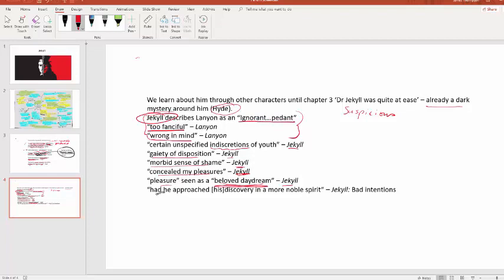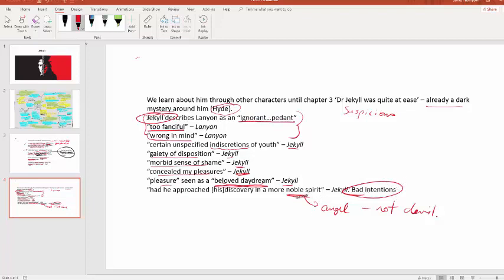And also that point about how, if he had approached his discovery in a more noble spirit, then perhaps something noble would have come out of it. Perhaps an angel would have appeared, as opposed to this devil, this demon that was released when Hyde came out. And that, of course, if you remember, is about his intentions. When he was doing his experiments, what was behind his intentions? Was he actually trying to do good, or was he actually just trying to get away with doing bad?